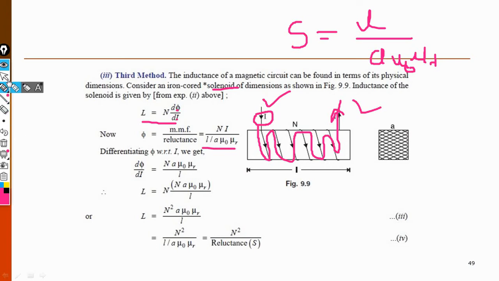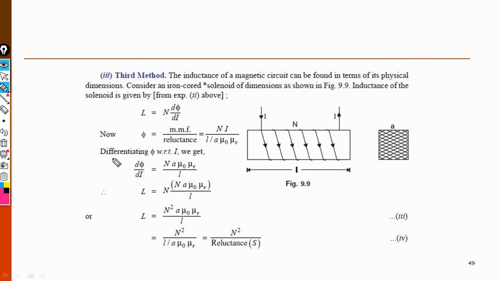Now we take the derivative, differentiating phi with respect to I, where the derivative of I is 1. Then d phi by di is equal to N as it is, and the denominator goes to the upper side, multiplied, that is N into A mu 0 mu r upon L. The derivative of I is 1.